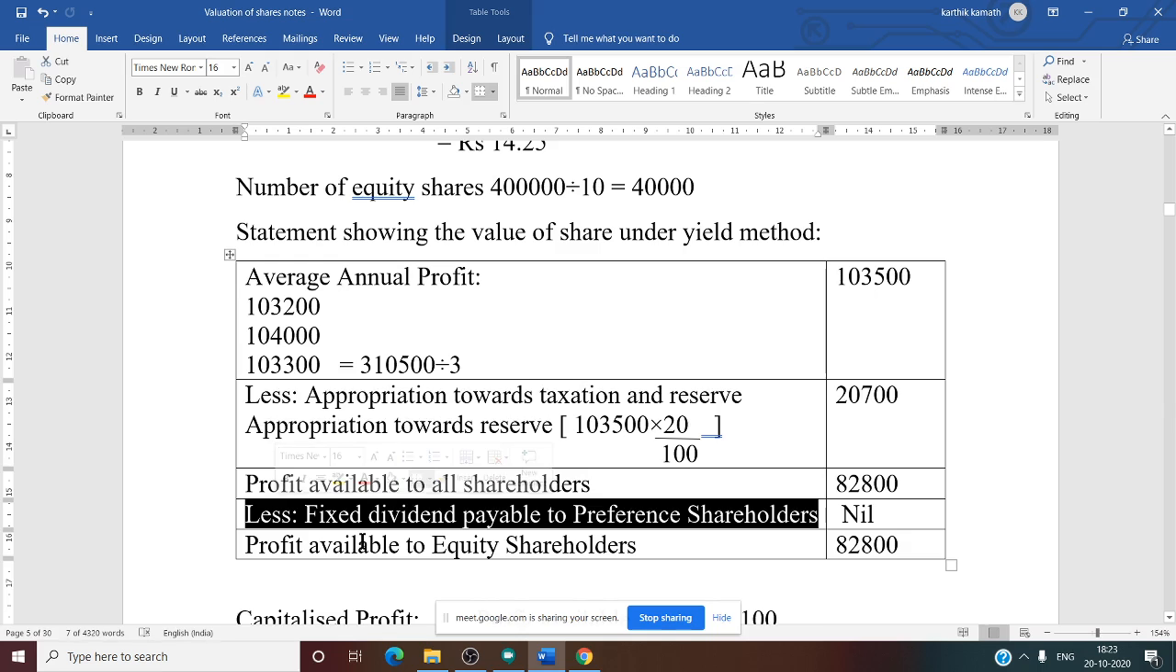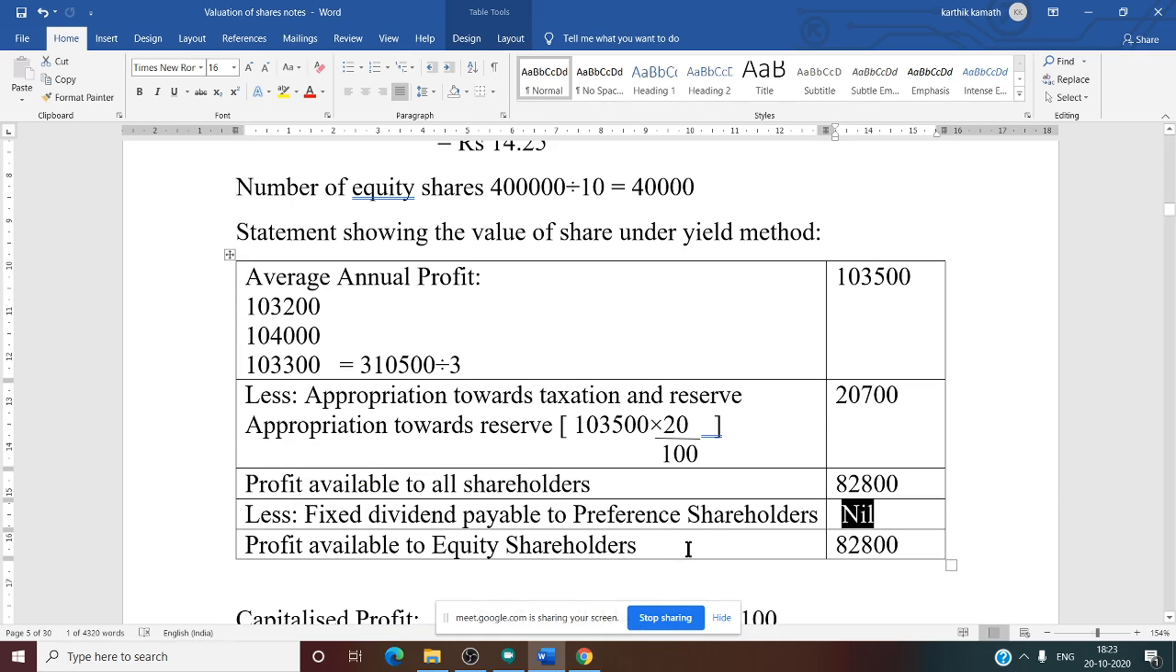But in this second method, market value method or yield method, we are concerned only with dividend. Even if preference share capital is given in the question, in the second method, only dividend information we are going to write. So here there is no preference share information at all. So nil, zero. So profit available to equity shareholders is 82,800. Yes, this is the final total.